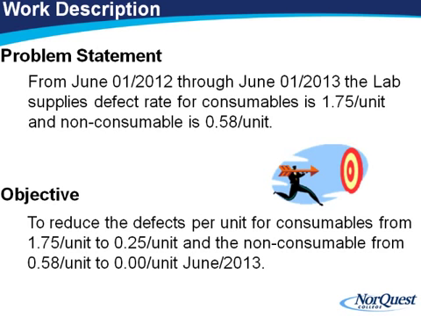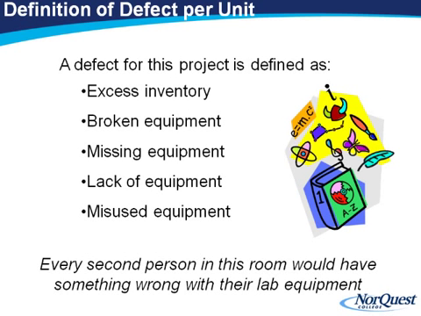So our work description is to reduce the defects per unit of our non-consumable and consumable equipment, which is clearly defined in our project problem statement and objective. So the definition of a defect for our project is excess inventory, broken equipment, missing equipment, lack of equipment, and misused equipment. To give you some context, if each individual in this room was enrolled into a practical nurse lab as a student, every second one of you would have a defective piece of equipment to learn with.